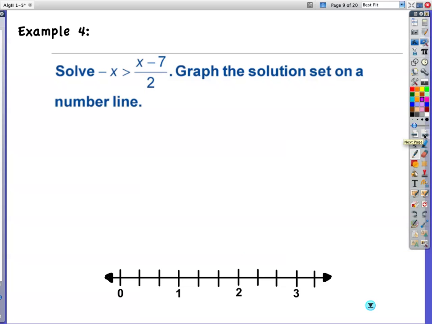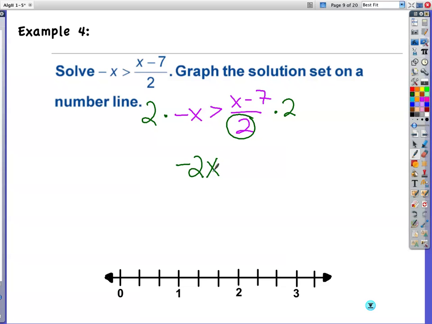Example 4. Now we got a fraction in there. Graph the solution set. We got -x is greater than x minus 7 over 2. Here's what I'm going to do first. I'm going to get rid of the fraction. I'm going to take this denominator and multiply both sides by 2. So now I have -2x.